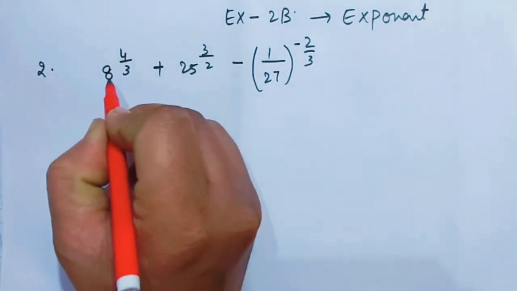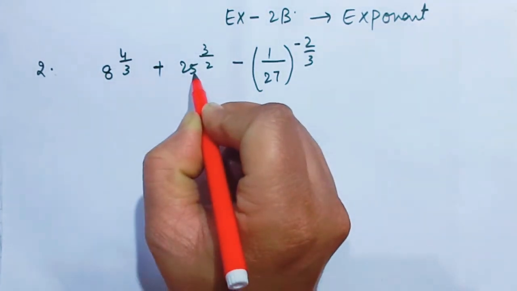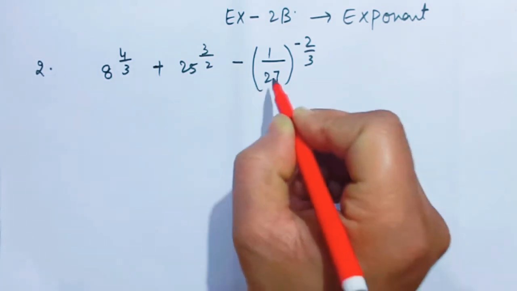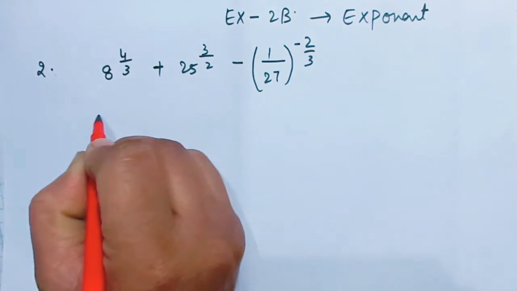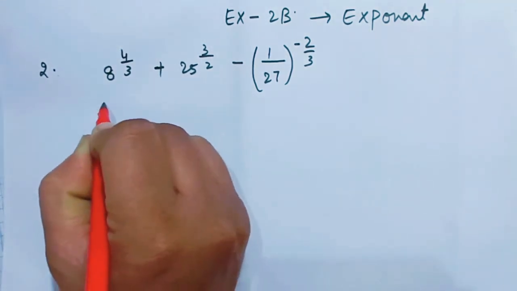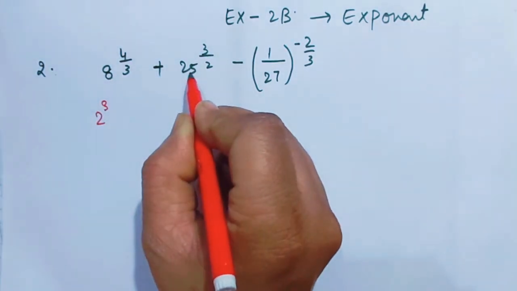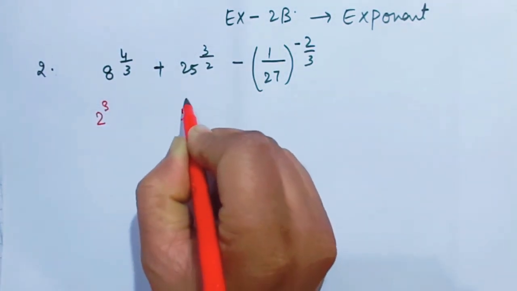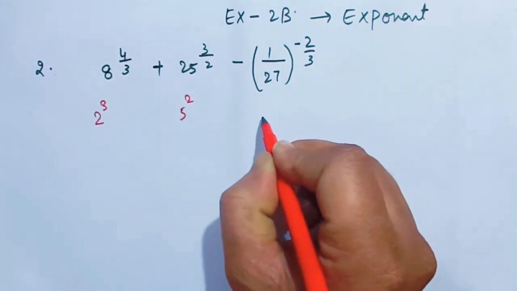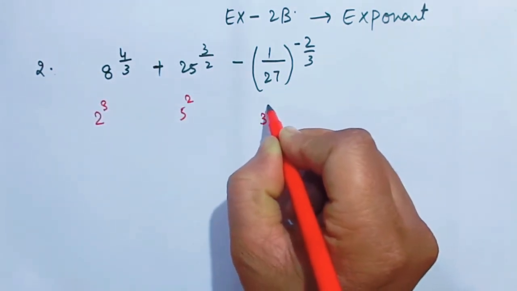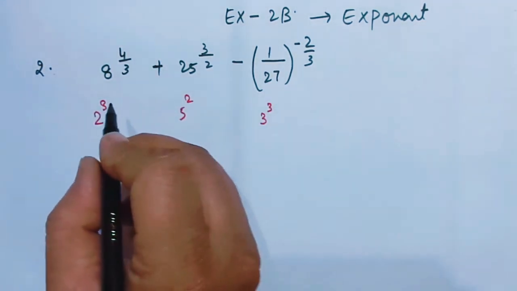Now, this 8 is not in its prime number form. 25 is not in its prime number form. Similarly, 27 is not in its prime number form. Therefore, 8 can be written as 2 to the power 3. Clear? Now, similarly, 25 can be written as 5 square, and this 27 can be written as 3 to the power 3.